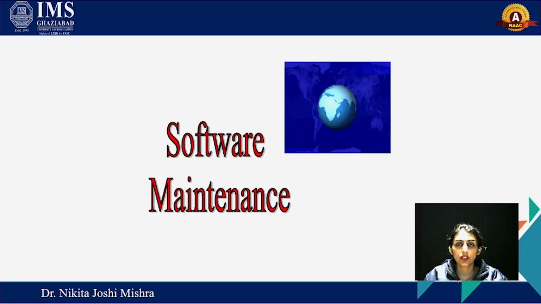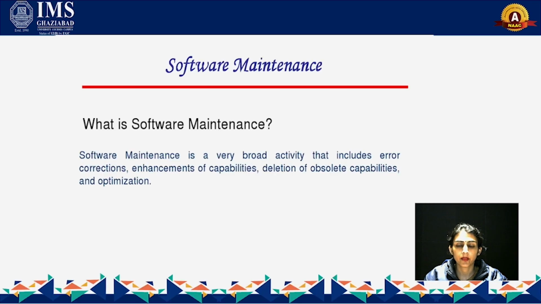Students, today we will study software maintenance. First of all, what is software maintenance? Software maintenance is a very broad activity which includes correction of errors, some enhancement of capabilities, deletion of some obsolete capabilities, and the optimization of the software which has been delivered to the customer.